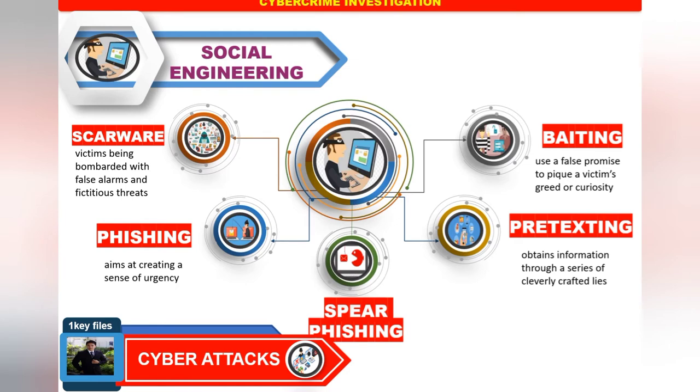Next is phishing. It aims at creating a sense of urgency. It is one of the most popular types of social engineering attacks. Based on what I read, phishing scams are email and text message campaigns aimed at creating a sense of urgency, curiosity, or fear in victims. An example is an email sent to users of an online service that alerts them of a policy violation requiring immediate action on their part, such as a required password change. Have you ever experienced that you need to change your password because someone tried to access your account?